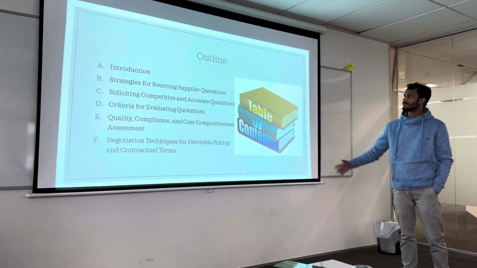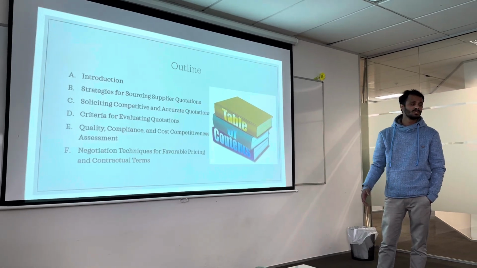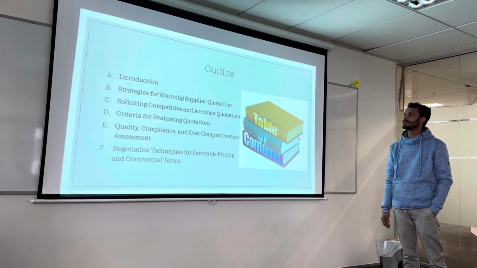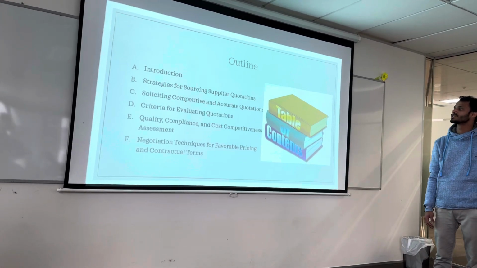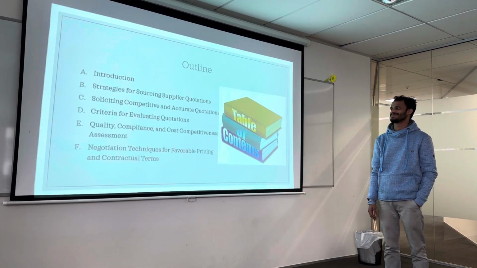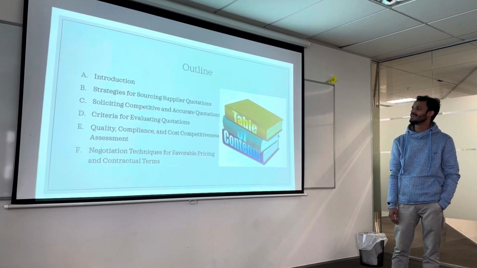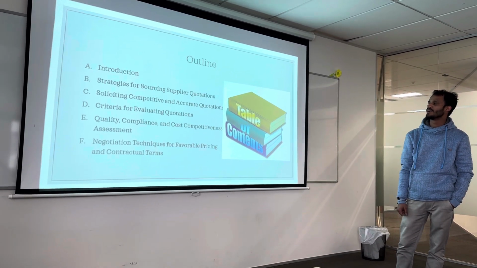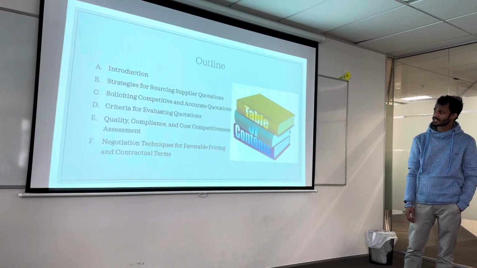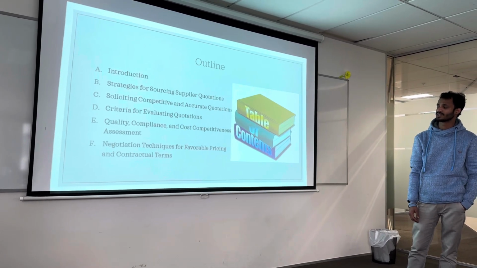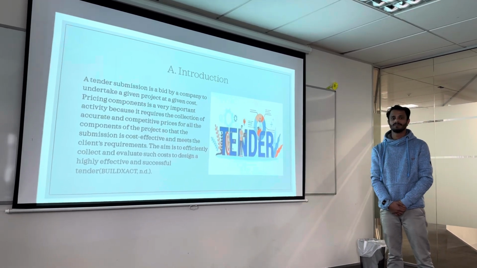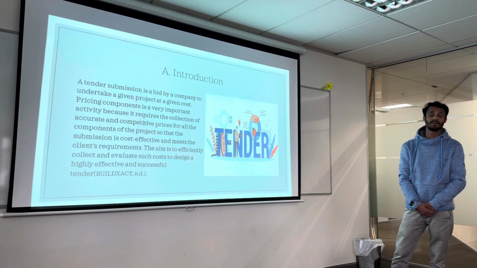And this is the outline of my presentation, which I am going to talk about in front of you. First one is introduction. Second one, strategy for sourcing supplier quotations. Third one, soliciting competitive and accurate quotations. Fourth one, criteria for evaluating quotations. Fifth one, quality compliance and cost competitiveness assessment. Last one, negotiation techniques for favorable price and contractual terms.